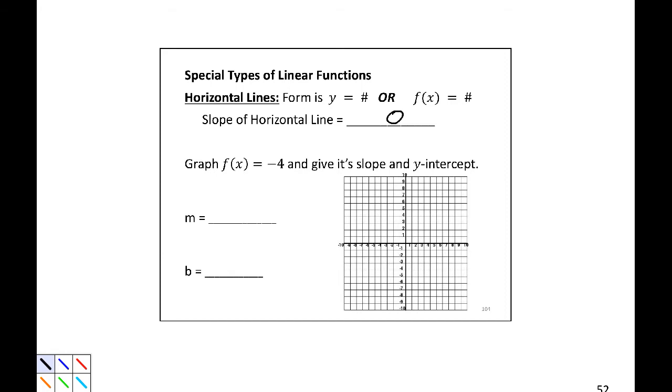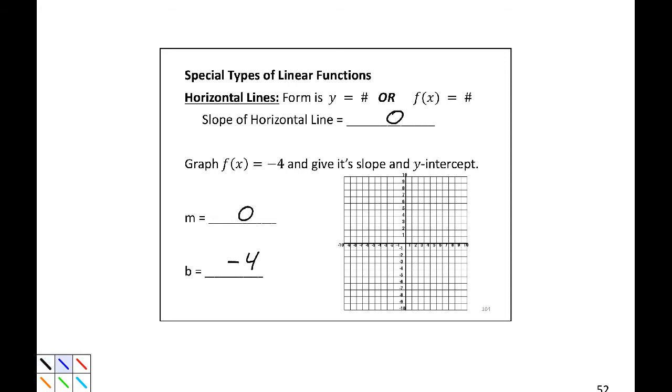So we're going to graph f of x equals -4 and give it slope and y-intercept. Well, because there is no x term in this, it's just f of x equals a constant, then our slope is 0, and the y-intercept is actually -4. Our b value is -4. So let's go ahead and graph this.